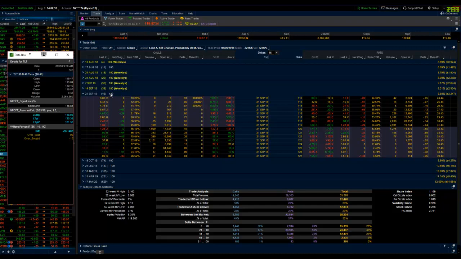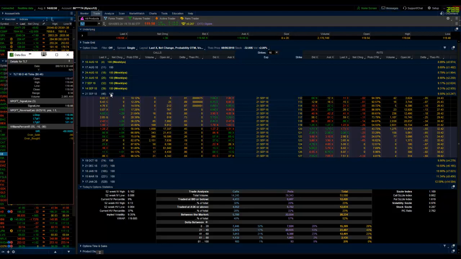If I don't want to be that aggressive, if I want to be a little bit more conservative, instead of buying a long call, I could buy a call spread. I could use a vertical spread to reduce my cost. Yes, I am also reducing my profit potential, so it's a lower reward, lower risk type of position for us.